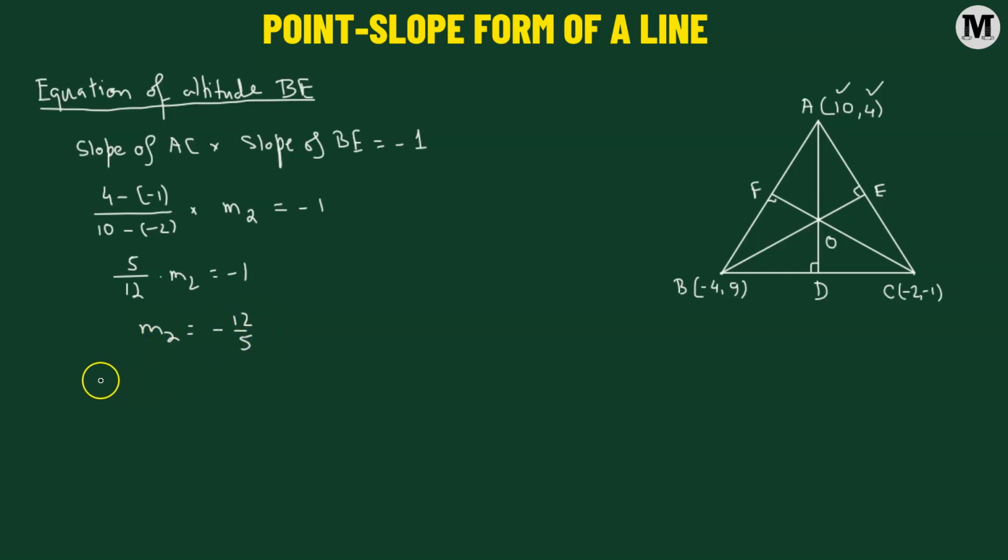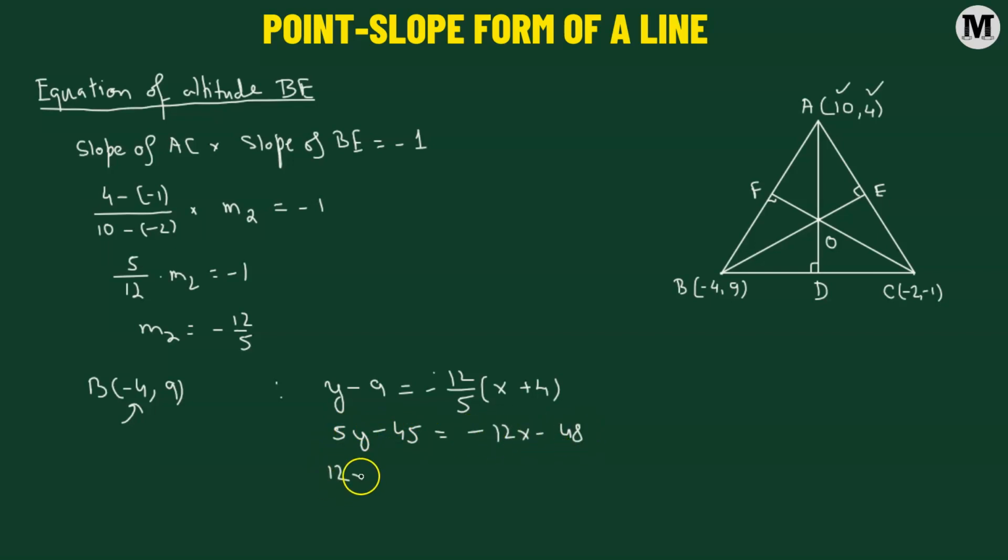Now we have the point B through which the line passes, which is negative 4, 9. Those are the coordinates of point B. Using the point-slope form, the equation of the altitude BE is y minus 9 equals the slope, negative 12 over 5, multiplied by x minus x1, where x1 is negative 4, so we have positive 4 here. So we get 5y minus 45 equals negative 12x minus 48. So we get 12x plus 5y equals 45 minus 48, that's negative 3. This is the equation of the altitude BE.